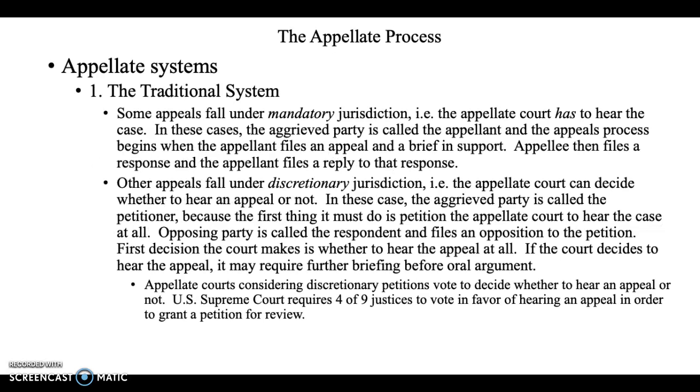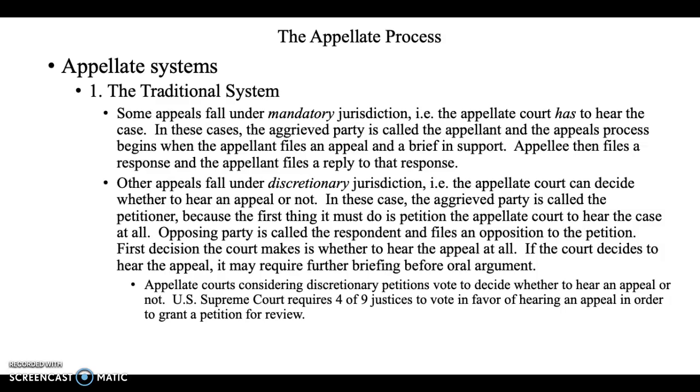Some cases fall under mandatory jurisdiction. The appellate court has to hear the case. In these cases, the aggrieved party, meaning the one who is appealing, is called the appellant, and the appeals process begins when the appellant files an appeal and a brief in support. The appellee then files a response, and the appellant files a reply, and that's how you make a record for your appeal.